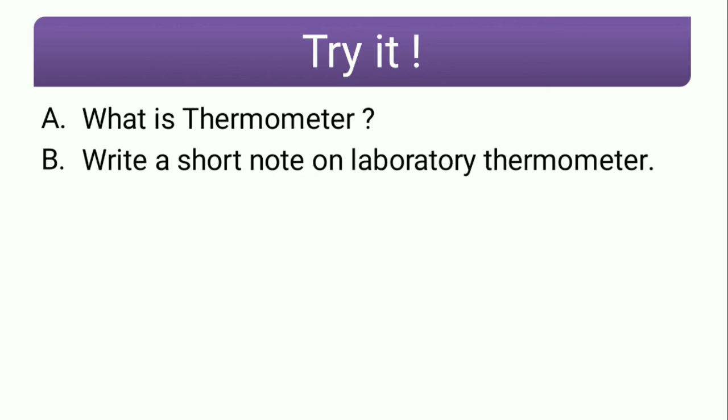Well, in the next session, we will study how do we read thermometer and precautions that we should take while using thermometer. That was all for today.